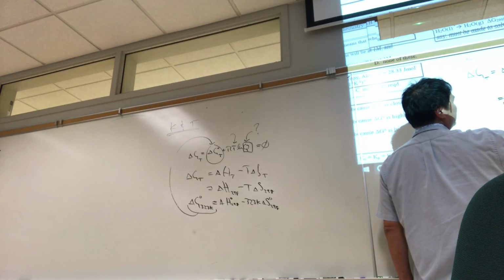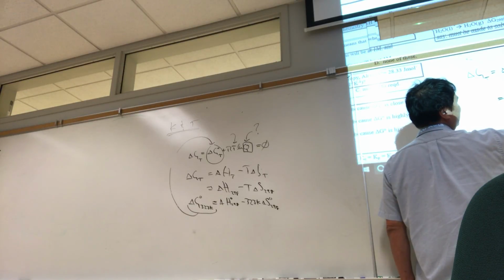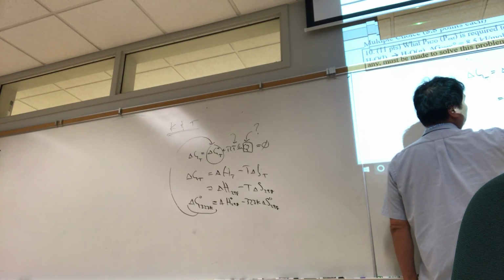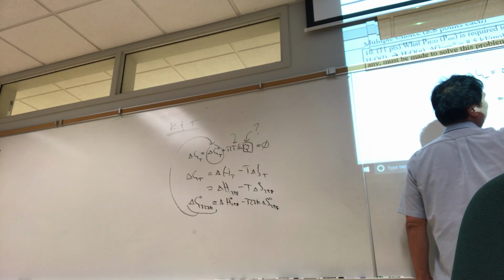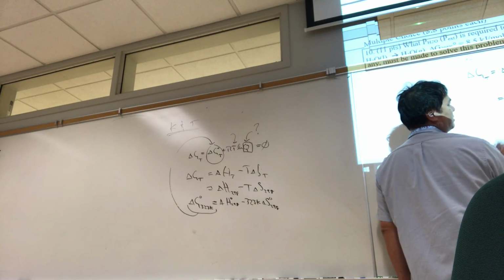We know that delta G naught is equal to delta H naught minus T delta S naught. This is temperature T. So this is my delta G naught plus RT ln Q. And so now I need to know delta H naught at temperature T and delta S naught at temperature T.